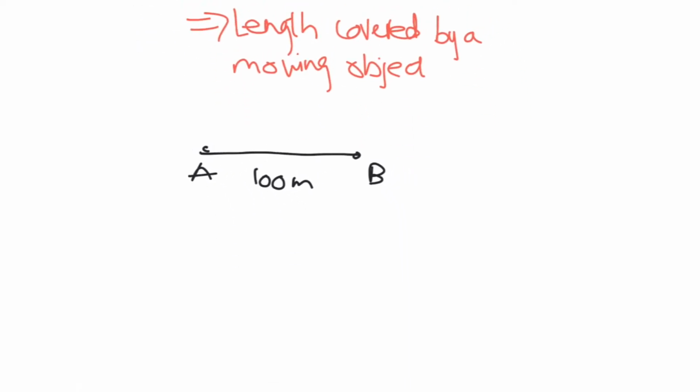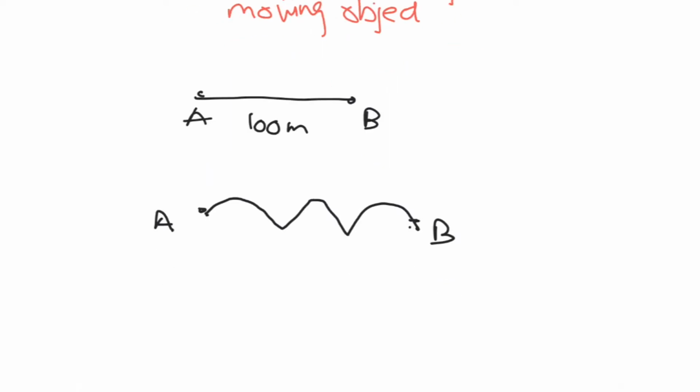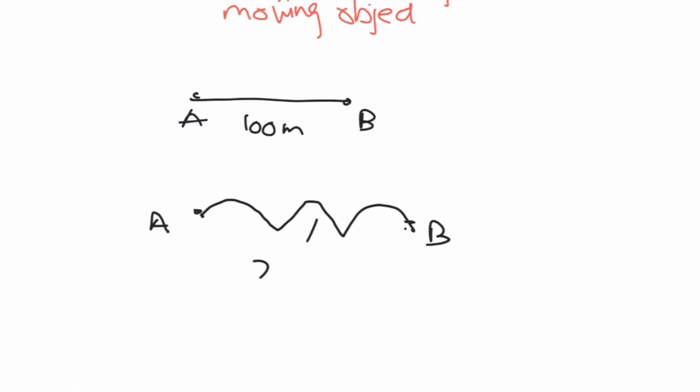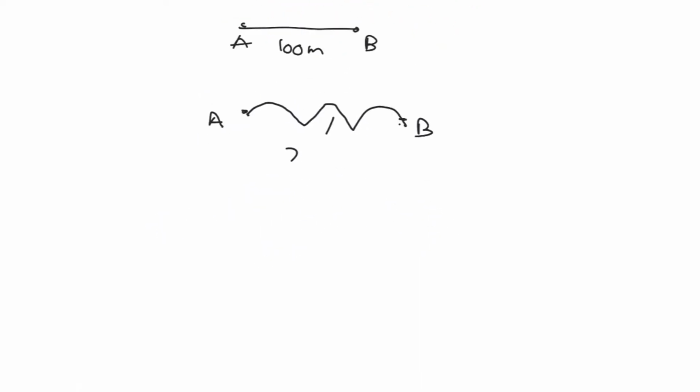Similarly, if the body moves from point A to point B in a non-linear path, for example, a random path like this, then again the length covered by the object would be the distance. So the linear one was 100, but it could even be 200, still it would be the distance. Distance is measured in meters, kilometers, feet, but the SI unit is meter.